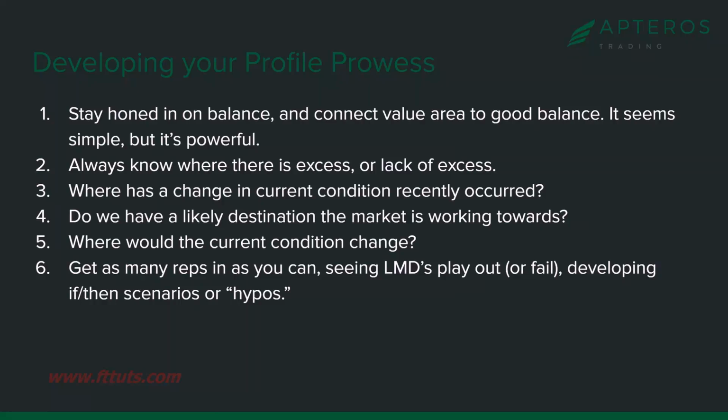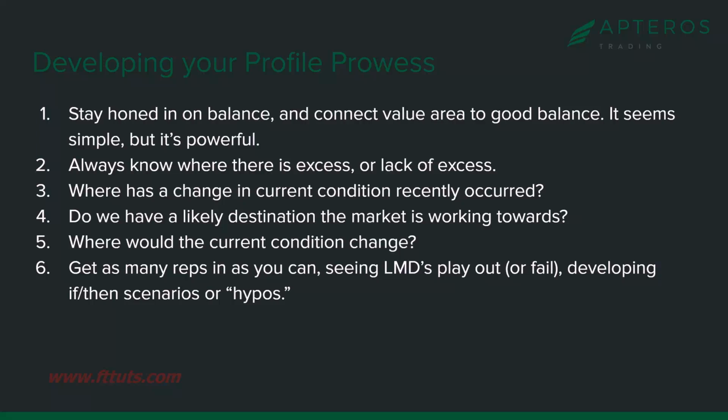That's important. Stay honed in on balance. Connect value to where there's good balance. Seems simple, but it works really good. Always know where there's excess or lack of excess, right? That has implications. Think about auction market theory. Think about that example. Toyotas. Always know where there's excess, lack of excess. Where has change in the current condition recently occurred? Remember, that has implications for narrative and strength of it and where something has changed, and therefore where our bias has changed. Can I identify a likely destination the market's working towards based on the laws of market dynamics? Where would the current condition change?